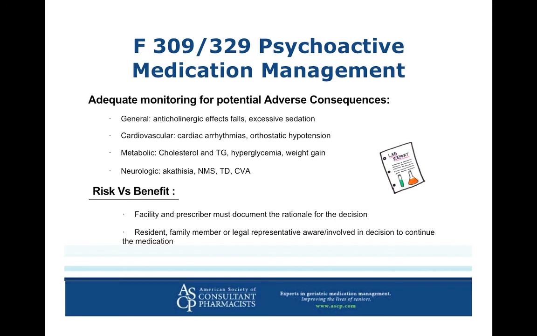There's tools out there. There's what's called the AIMS tool that should be used at least quarterly to evaluate any movement disorders if they're on an antipsychotic. So you really want to refer to that specific medication and what are the appropriate monitoring parameters. And once again, does the risk outweigh the benefit, or the benefit outweigh the risk?